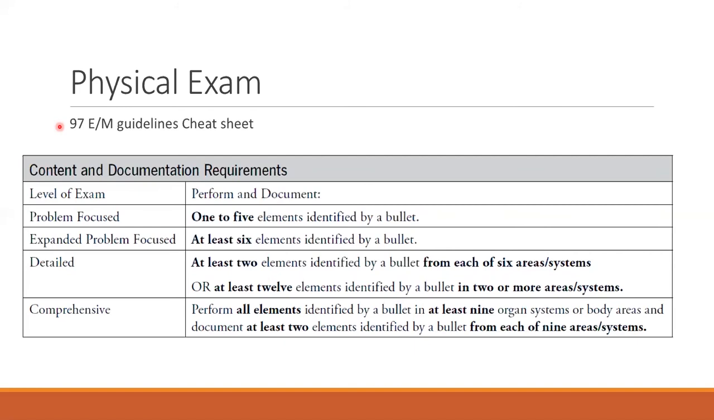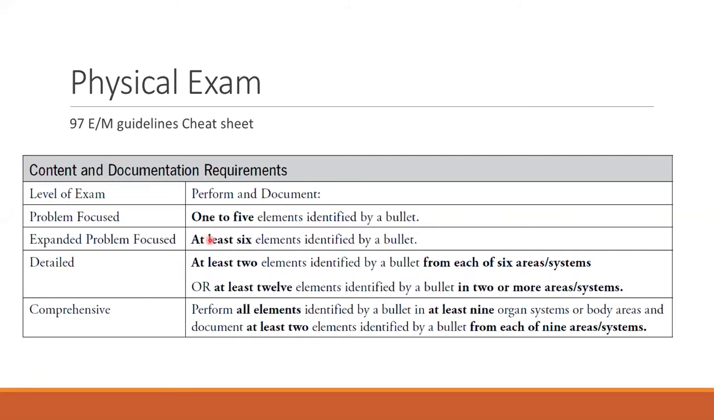So for physical exam, there are 4 levels of exam that mirror our levels of history. There's a problem-focused examination, there's an expanded problem focus, a detailed, and a comprehensive. And a problem-focused examination is going to have 1 to 5 elements of the physical exam identified by a bullet, and we're going to go through what those bullets are.